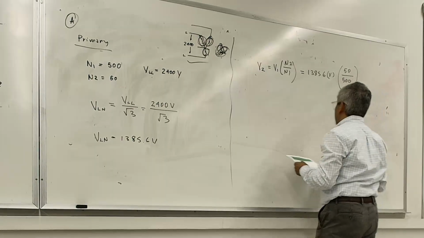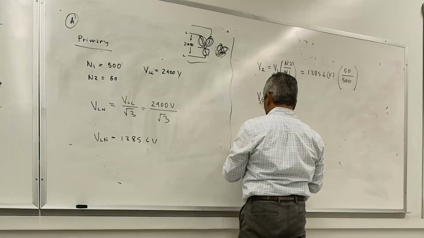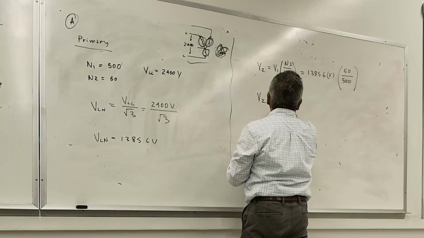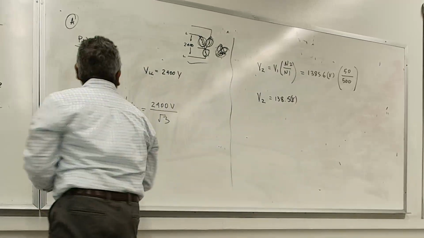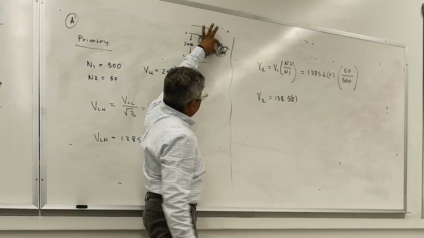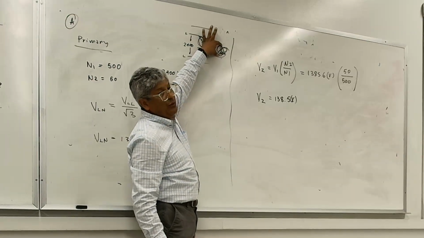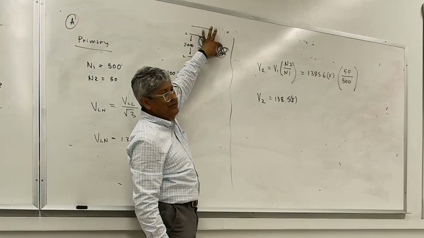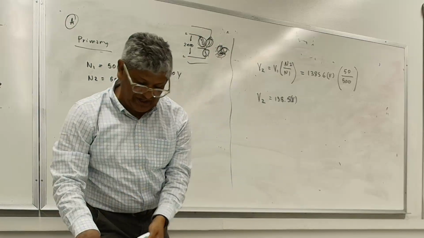So that's 50 over 500, which gives us the voltage V2 of 138.56 volts. As I said, this is coupled with this, so this 138 volts is the line-to-line voltage because it's a delta. Do I make sense, everybody? So that's my V2 right here.